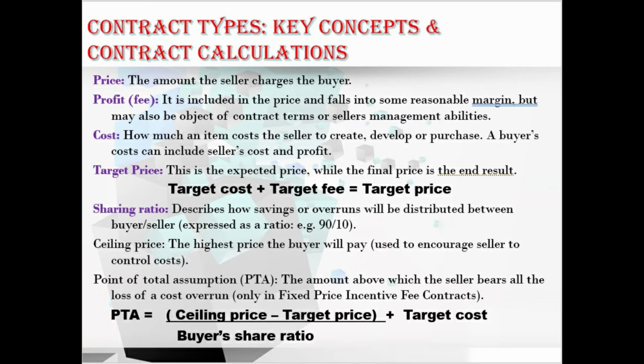Moving to the next key term, that is sharing ratio. What is sharing ratio? It describes how the savings or overruns will be distributed between the buyer and seller, expressed as a ratio. That is, for example, 90 by 10 or 80 by 20, etc. Moving to the next keyword here, ceiling price. What is ceiling price here? The highest price the buyer will pay is the ceiling price.